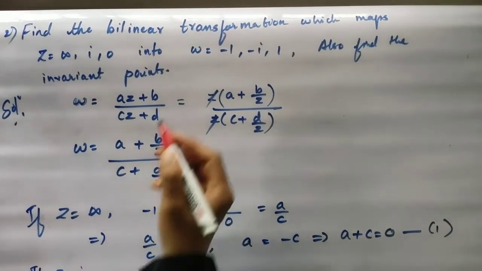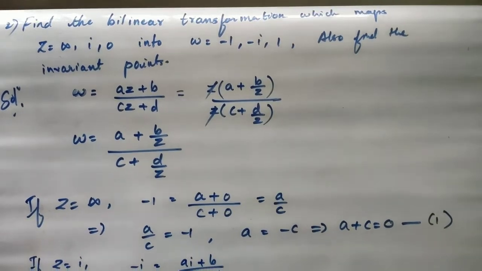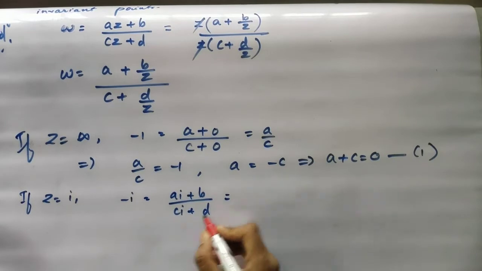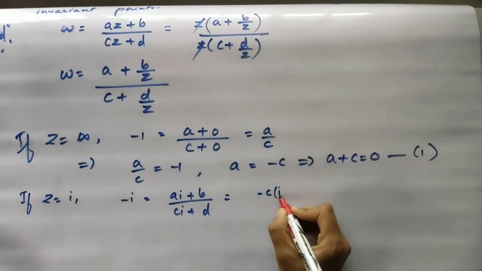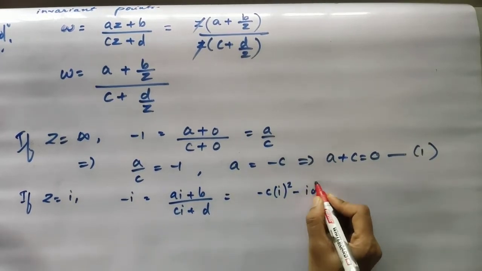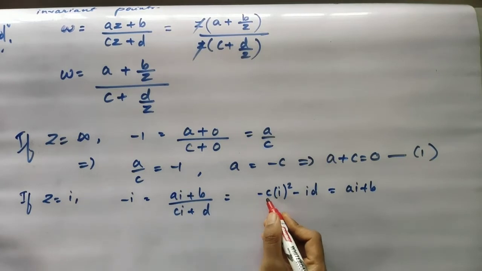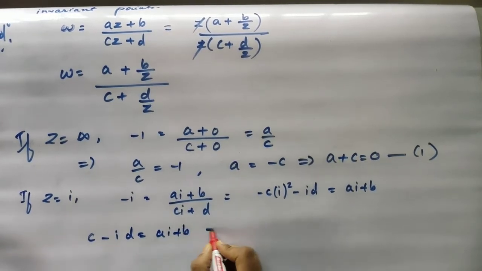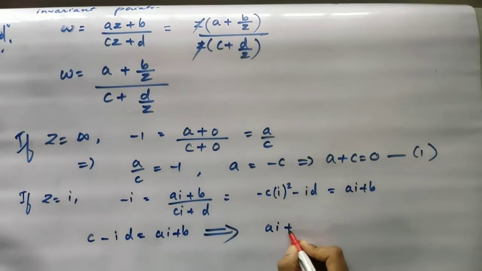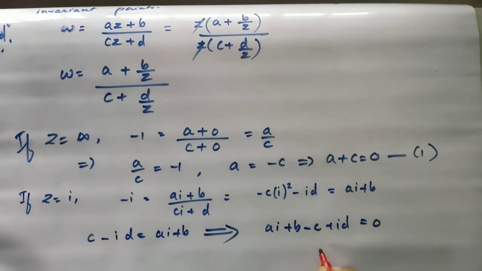Now when z is equal to i, you have w equal to -i. So -i is equal to (a·i + b) divided by (c·i + d). When you further simplify this, take this to the left hand side: -c·i² - i·d is equal to ai + b. Since i² is -1, it becomes +c over here. So c - id is equal to ai + b. If I rearrange it properly in order, it will be ai + b, take these terms to this side, -c + id is equal to 0. This is what you get.